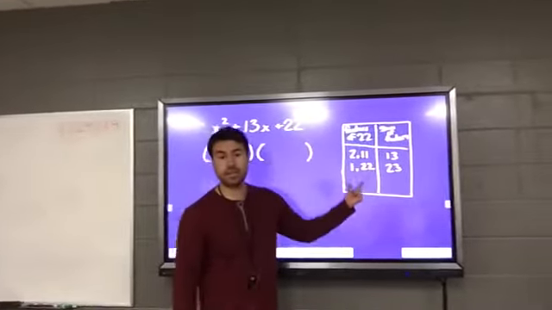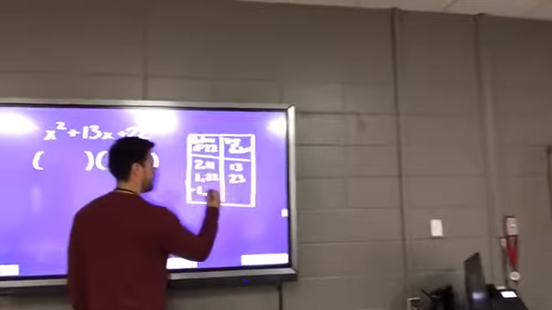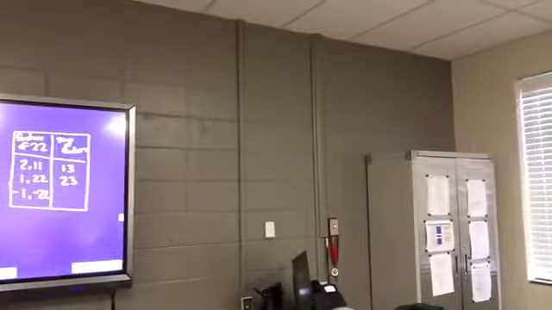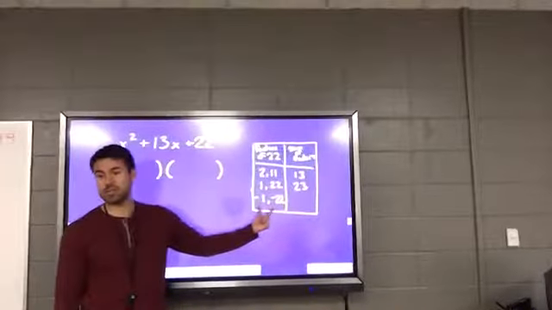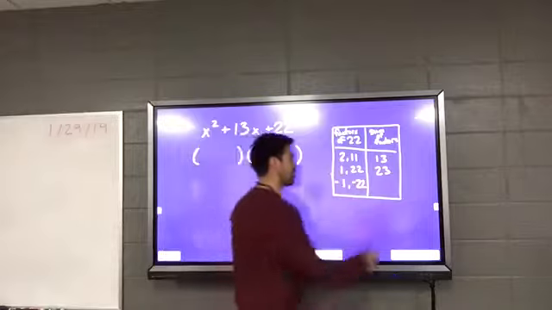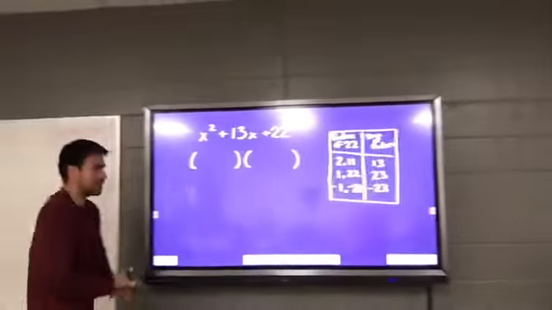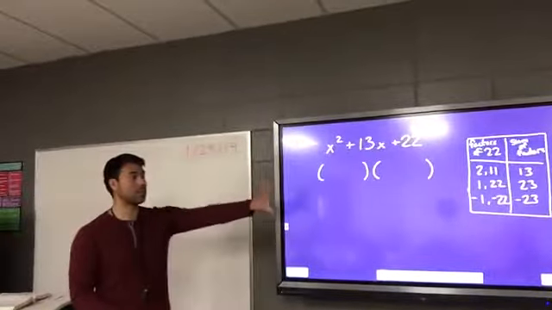There's also another set of possibilities. Negative 1 and negative 22. Oh, yeah. Because what's negative 1 times negative 22? Positive 22. But what's negative 1 plus negative 22? Negative 23. It still doesn't work. And neither does negative 2 times negative 11. So we figured it out.